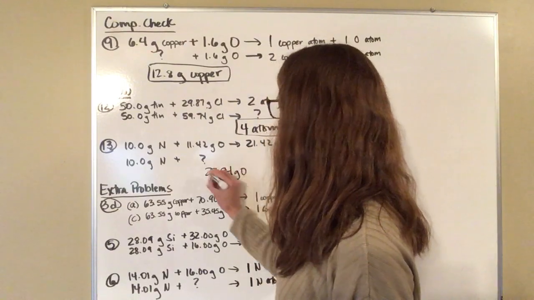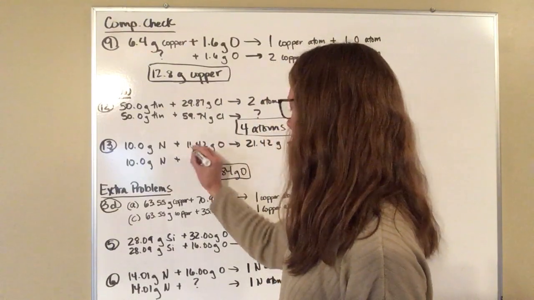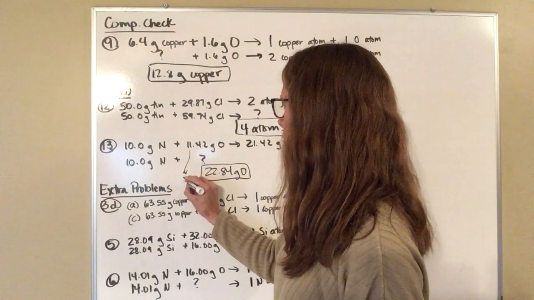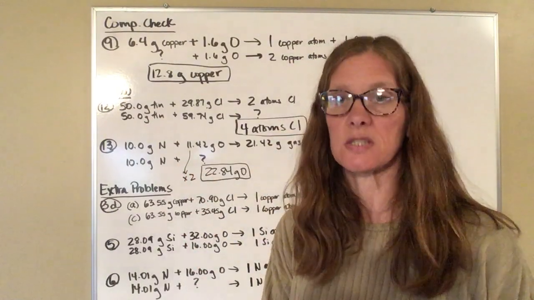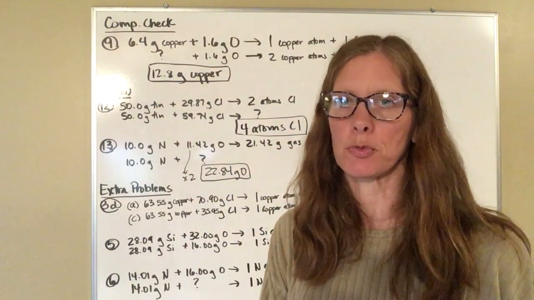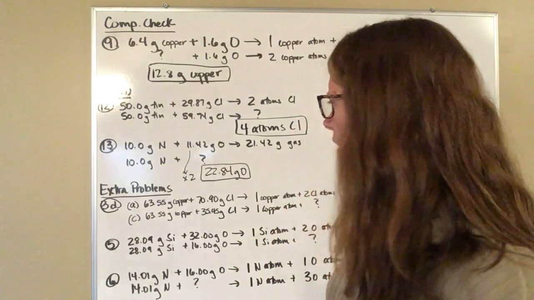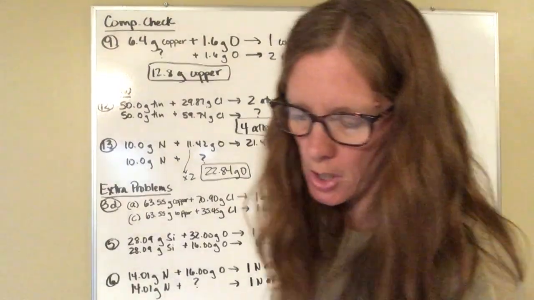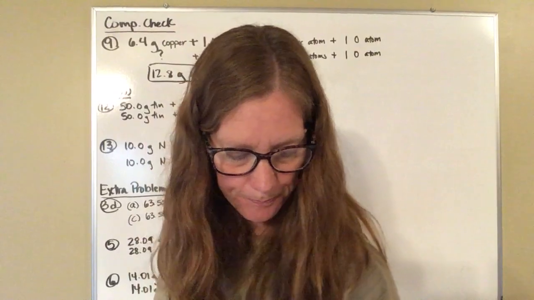So the correct answer there is going to be the 22.84 grams of oxygen, simply because I've gotten that answer by multiplying the original one by 2, because it needs to be a whole number ratio. That's what the law of multiple proportions tells us. All right, then we've moved on to the extra problems.